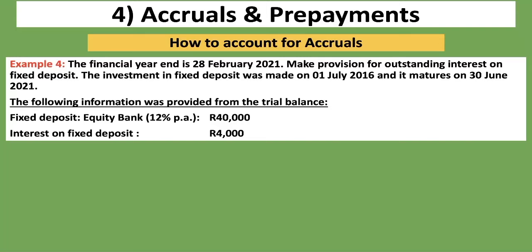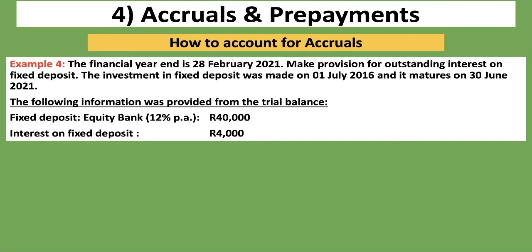And in this case, it's interest on fixed deposit. And remember, a fixed deposit is what the company invests in, or it's putting money as a fixed deposit in a particular account and it earns interest on that money. So if we have to make a provision for the outstanding one, it means we have not been paid some of the interest on fixed deposit, or we have not accounted for it in this particular period as yet.